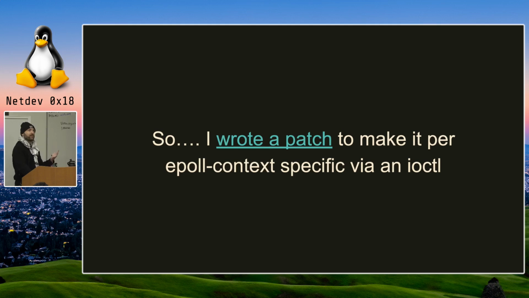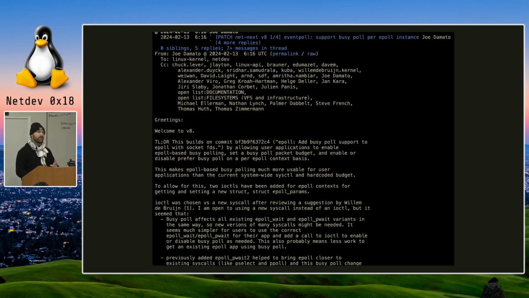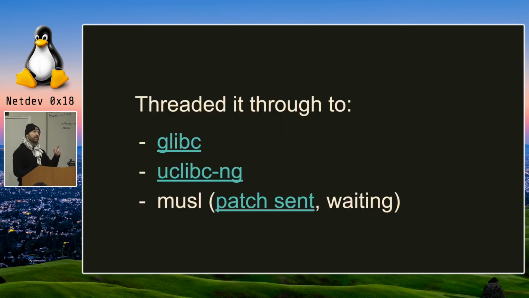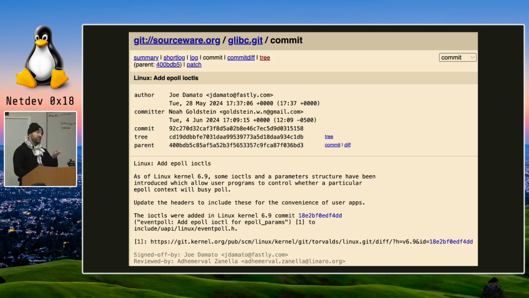So I wrote a patch to make busy poll epoll-context specific via an ioctl. You can click on the link and read the patch. The cover letter explains a lot about the motivation and how you might use it. I also took the time to thread this through to glibc, uClibc-ng, and I sent a patch to musl. I don't know if that's how you pronounce it or not. It hasn't been merged yet, and I have no idea if it ever will be. But this ioctl interface should be easy to use for userland apps when glibc makes a new version and you get it in your Linux distribution in like 10 years or whatever.